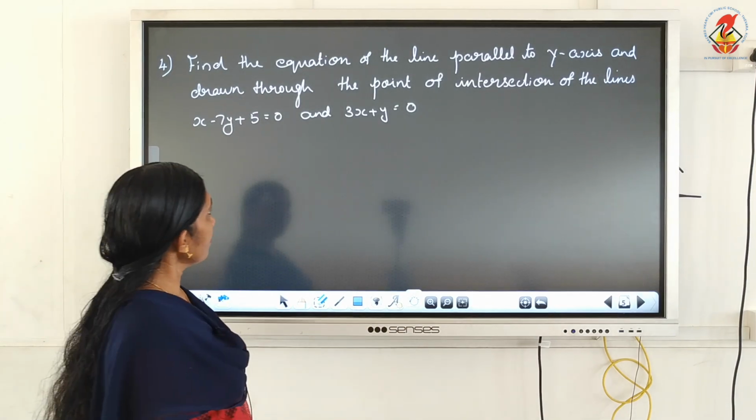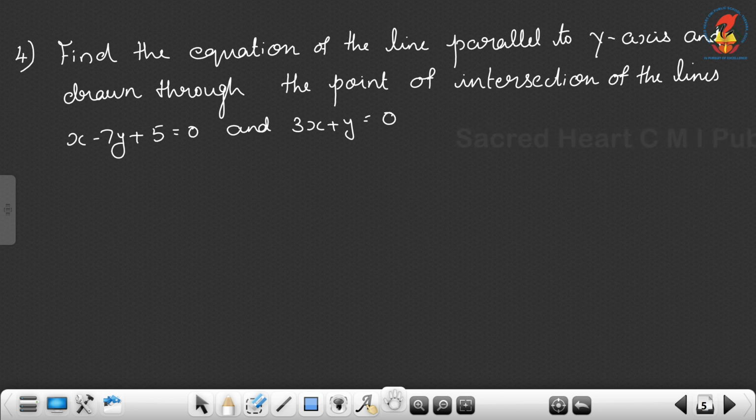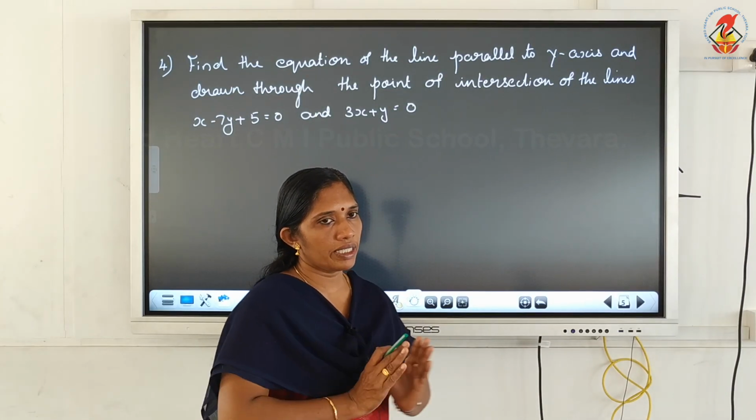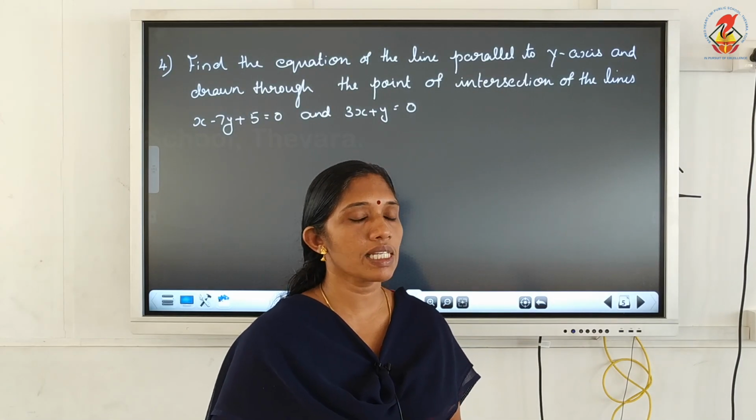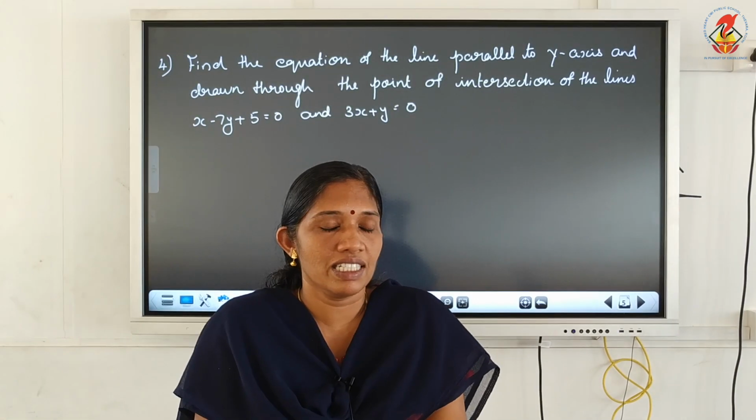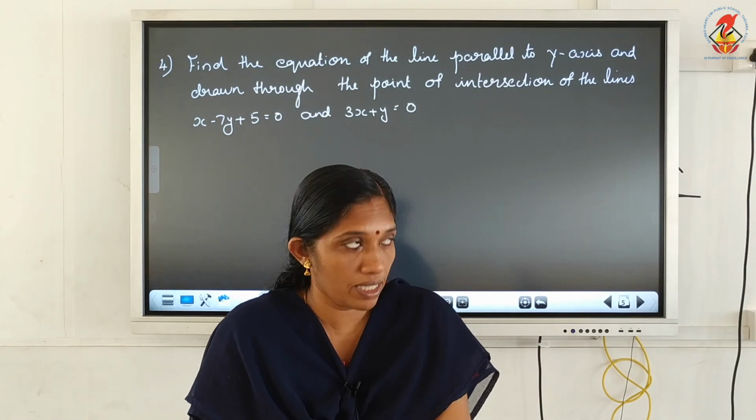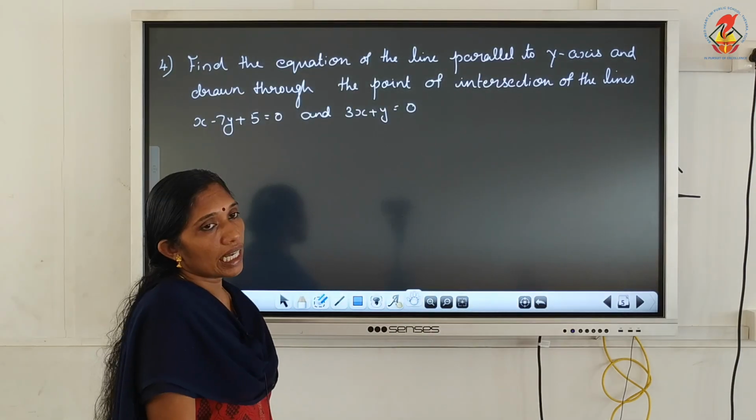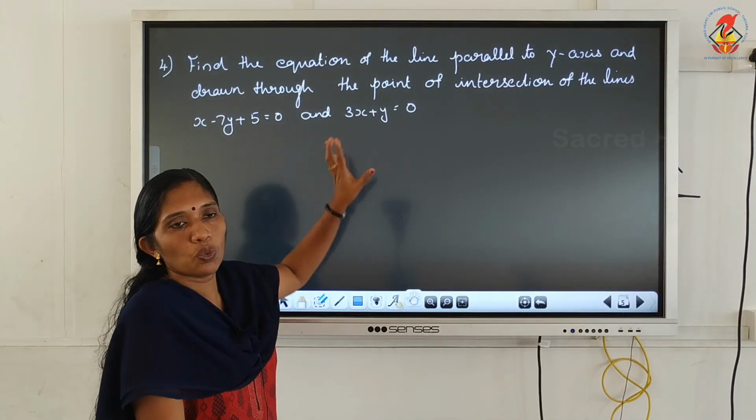Fourth one, find the equation of the line parallel to y-axis and drawn through the point of intersection of the lines. Find the equation of a line parallel to y-axis. How do we write the equation of a line parallel to y-axis? Parallel to y-axis means it is a vertical line. Its equation is x is equal to constant. Horizontal line equation is y is equal to constant. So here we have to write the equation of the line parallel to y-axis, then through which point? Through the intersection of these two lines.